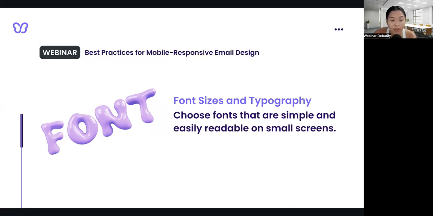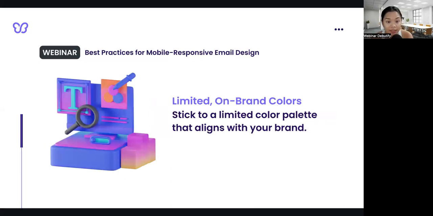Next is color. Colors can add flair to your design, but it's important not to go overboard. Stick to a limited color palette that aligns with your brand. Too many colors can distract you from your message and make your email look messy. Also, consider color contrast for accessibility. Ensure that the text is easy to read against the background.